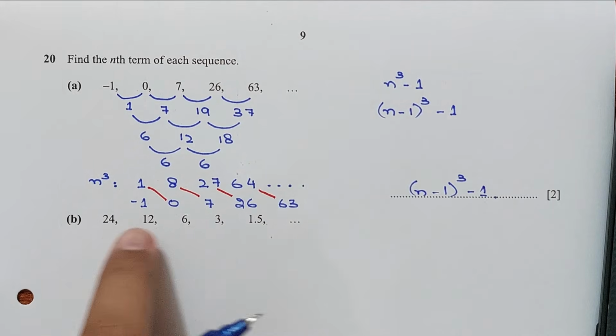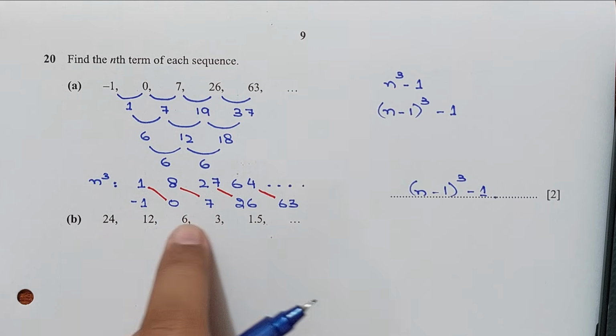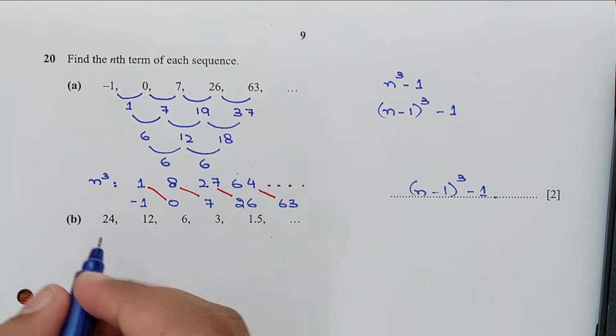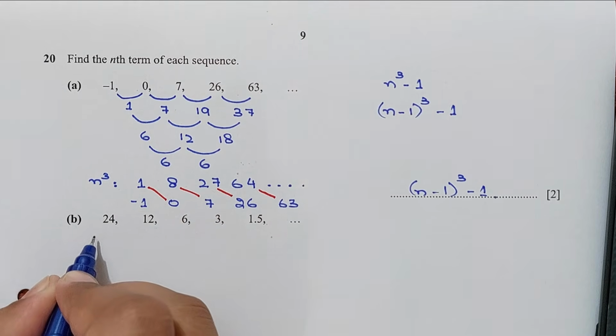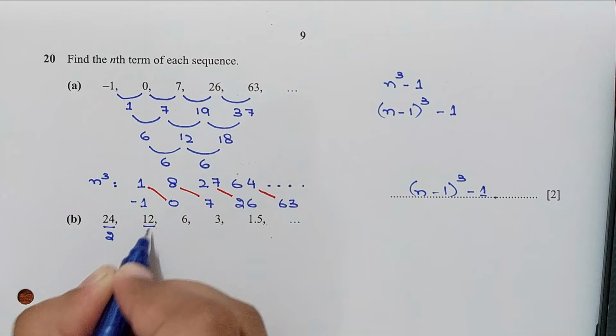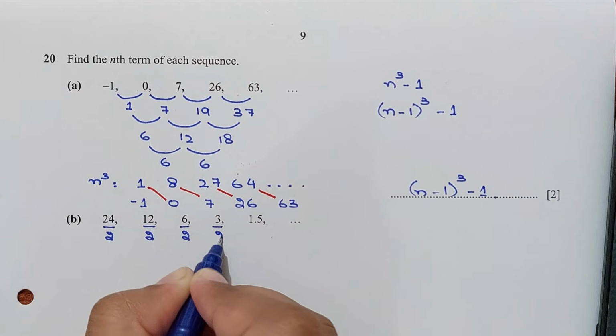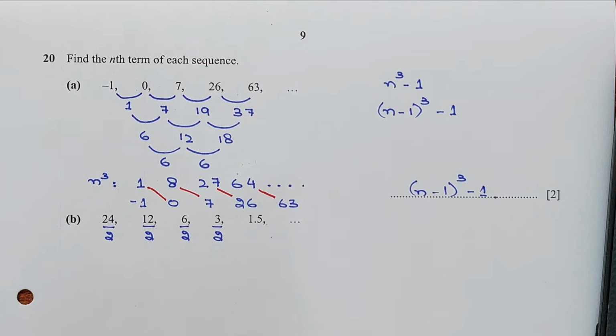Now for part B: 24, 12, 6, 3 and 1.5. This is a geometric sequence, so you have to divide by 2 each time. 24 divided by 2 is 12, 12 divided by 2 is 6, 6 divided by 2 is 3, and 3 divided by 2 is 1.5, and so on.